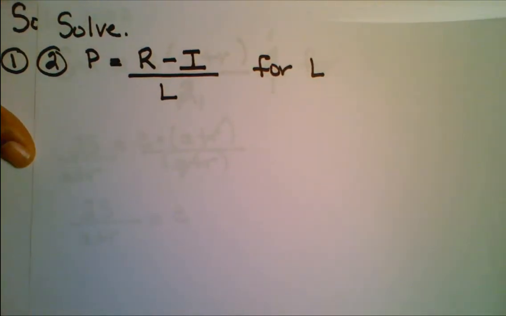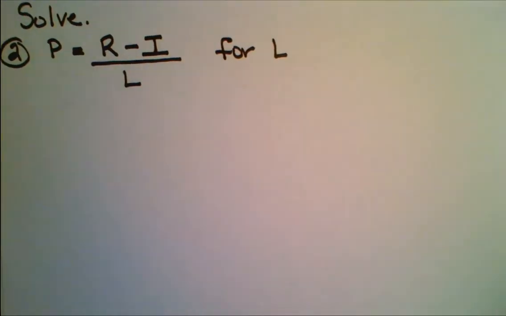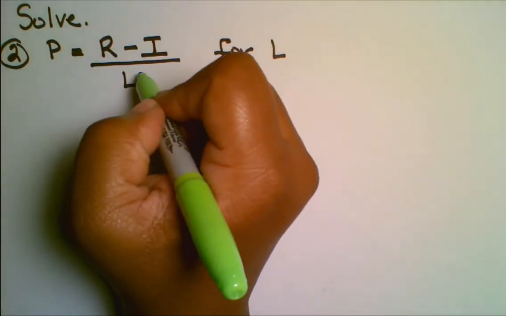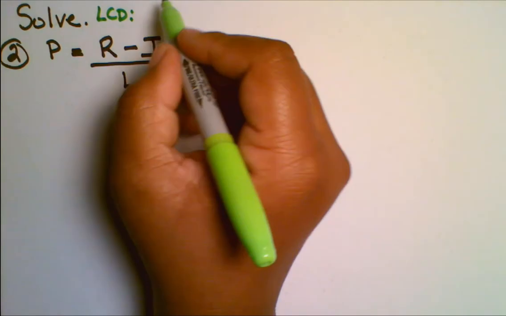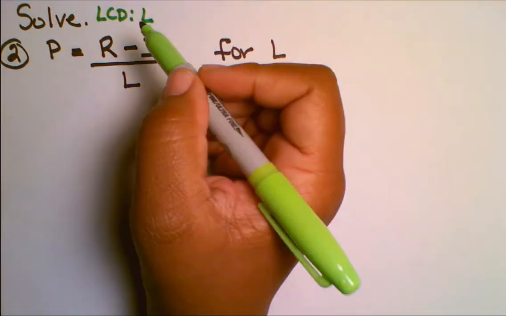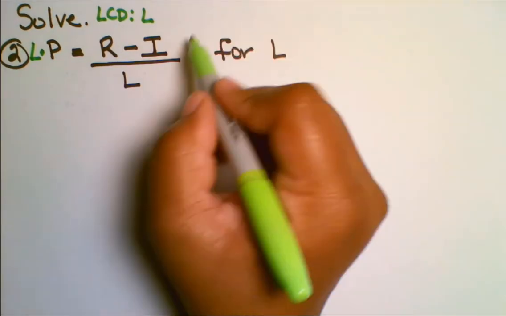Number 2, we have P is equal to R minus I all over L, and all of the variables are capitalized. So in our math program that we use in class, make sure whenever you enter the information that you use the capital letters. Our goal here is to solve for L. So since L is in the denominator, we want to get rid of that L that's in the denominator, at least move it. We're going to multiply both sides of the equation by L.